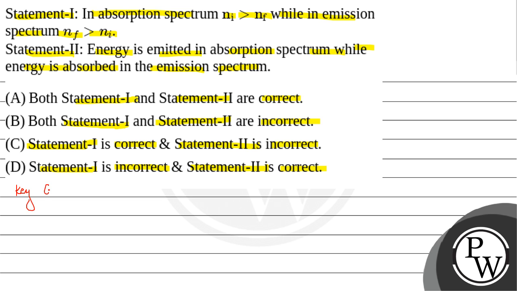The concept used here is absorption and emission spectrum, or absorption and emission spectra. So basically first of all let's understand the terms. Here we are given two spectroscopies, or two spectra.